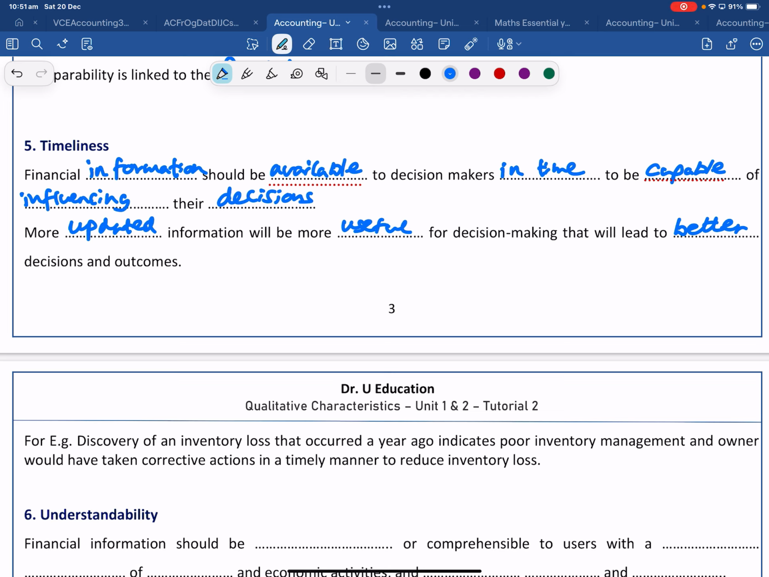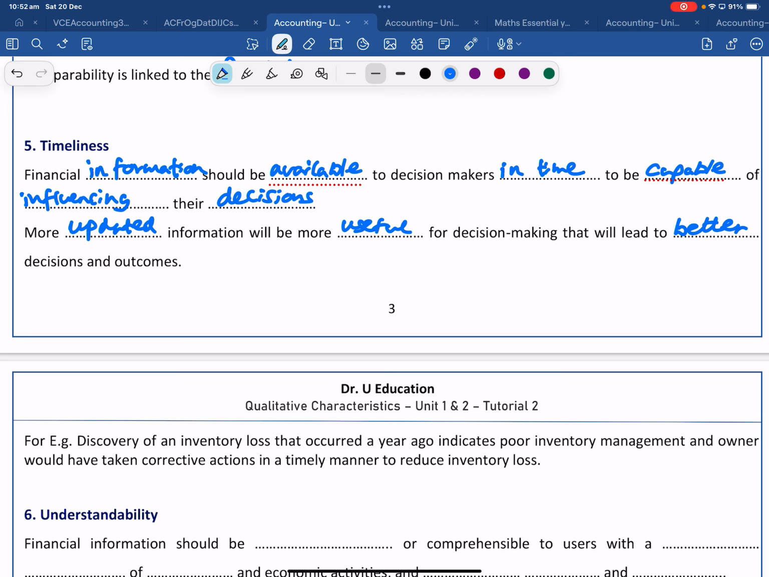So why would we provide them the information in time? Because then the users or the decision makers can use it, it is more applicable, they can actually refer to it. It is more applicable to the current situation, and then it will provide more updated decisions. More updated information will be more useful for better decisions and outcomes.